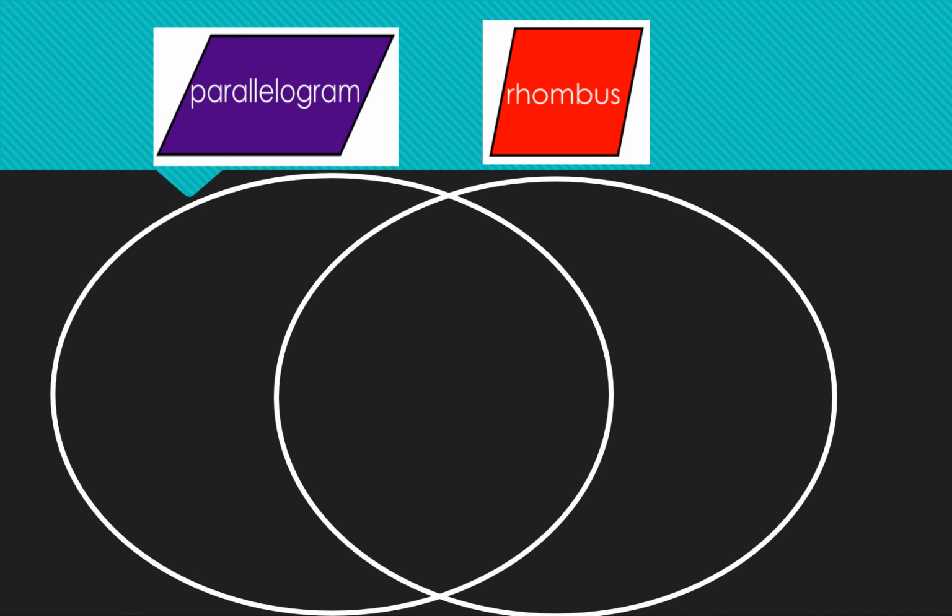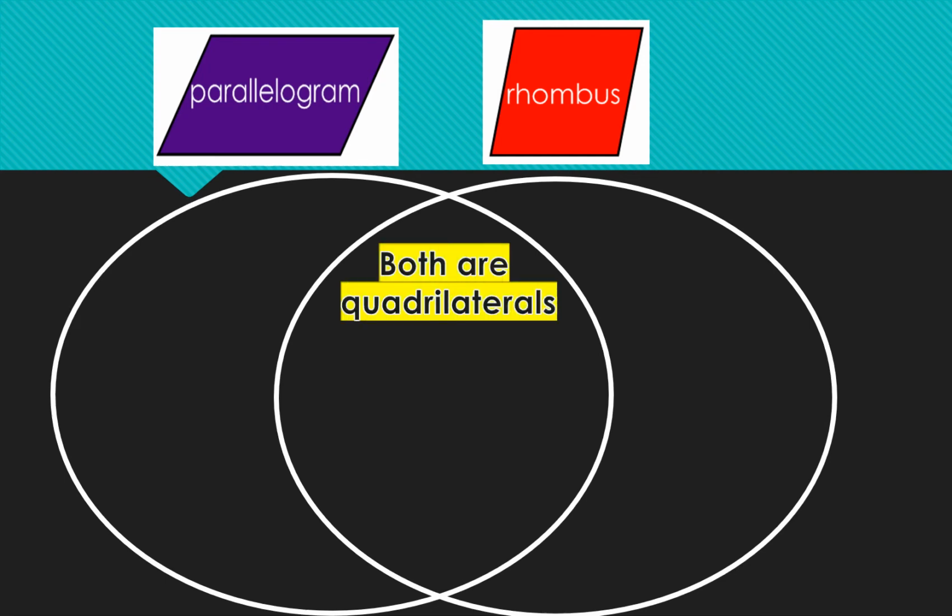So we have the Venn diagram of a parallelogram and a rhombus. At my left side is the parallelogram and the rhombus is at my right side. In between is the commonality of the two quadrilaterals. The common is that both are quadrilaterals, of course.